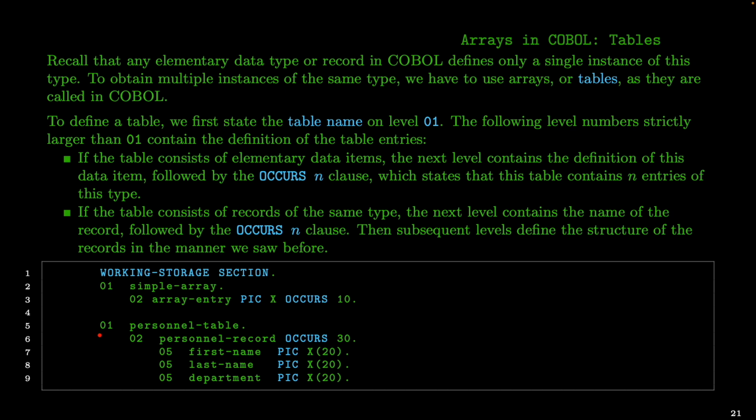Next, we have an array of records. So I call this personnel table, and here personnel record are the entries of this table, and we have, say, 30 of them. So this is the name of the record that is contained in the table. And yeah, we use the occurs clause after the record name, and then we have the entries in the record just as we would have it if we defined a single individual record.